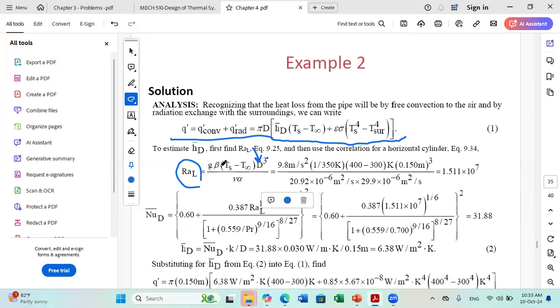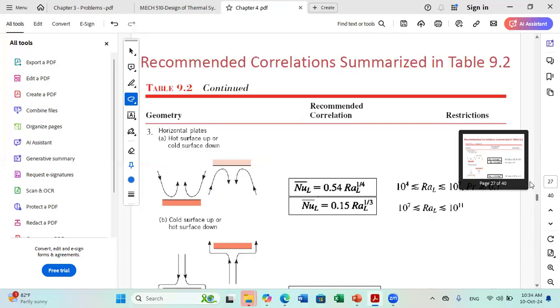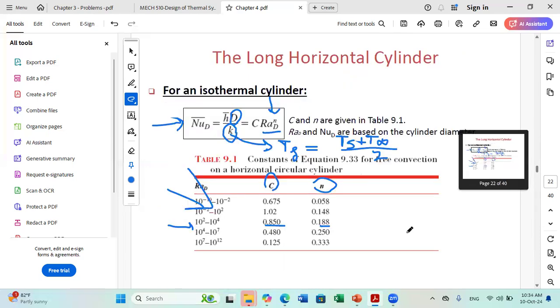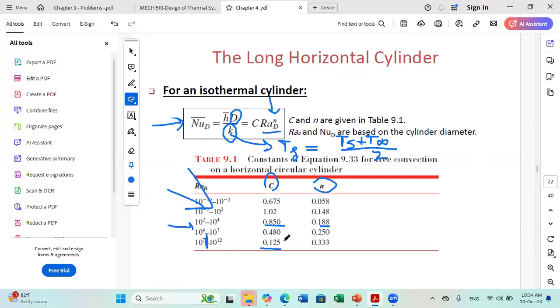So we replace first beta, mu, and alpha. We got them from the table. Ts minus T infinity are provided. We have everything. We calculate the Rayleigh number. Rayleigh number is here 1.511 times 10 to the power 7. Here we have several approaches. Or we go to the table and find C and N for this range. We are above 10 to the power 7, so we are in this range. We can take C to be 0.125 and N to be 0.333.